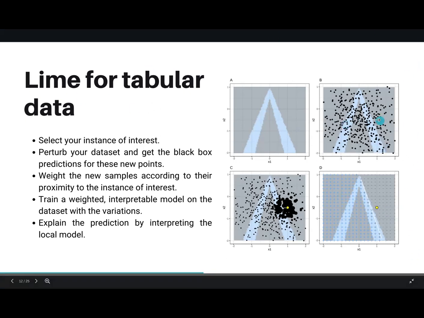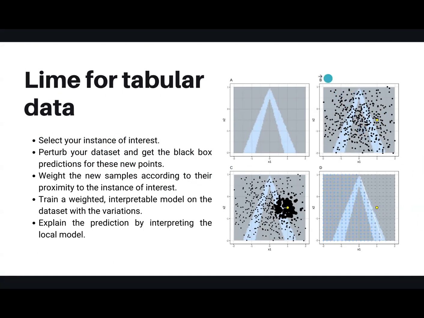What do we do after that? This is the point here, right? So we select it. What we do is we create a random data set, or as we can see in here, perturb your data set and get black box predictions for these new points. So we basically just take some random points around the data set and we make the predictions for them. The points that are on this blue part will be predicted class blue. The points that are on the gray part will be predicted as gray, right? So we have 2 classes.